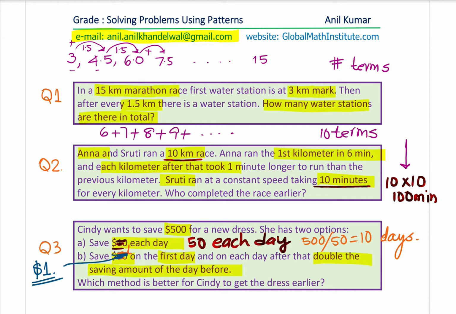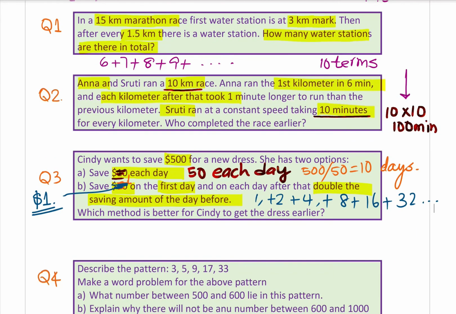Okay, so I hope that is clear now. So now the question is, is it better to save $50 each day, or you save like this: $1, and the next day you add $2, then you add $4, then you add $8, then you add $16 and $32, and so on? Which option is better? I hope that is clear now, right? Sorry for this typing error. Now let's move on and take question number 4.